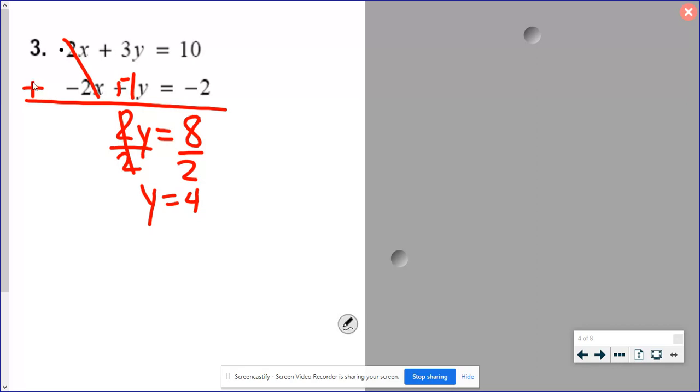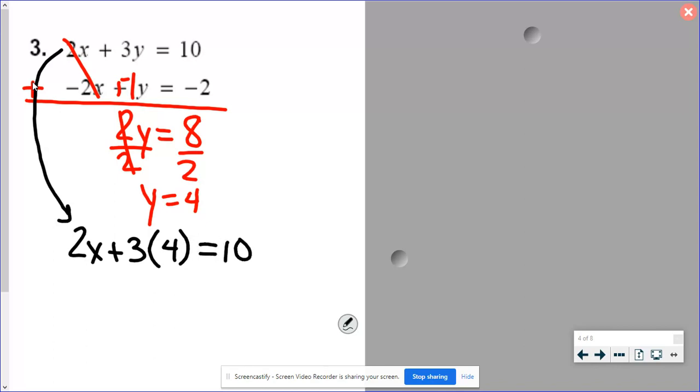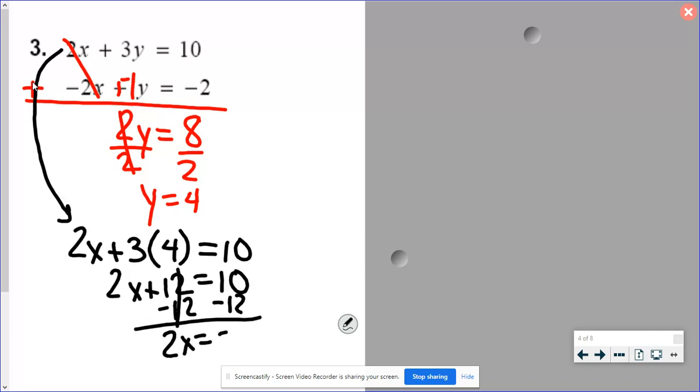And I would say in the top equation, since it's a positive 2x, that's what I'm going to choose. So 2x plus 3, and then instead of the y, I'm going to put the 4 in there, equals 10. This is now just a regular equation you can solve. 2x plus 12 equals 10. So we would subtract our 12 and get 2x equals negative 2. And x is going to be negative 1. So I've got my x, I've got my y. Please be careful when you write your ordered pair. Always the x first. Negative 1, 4.